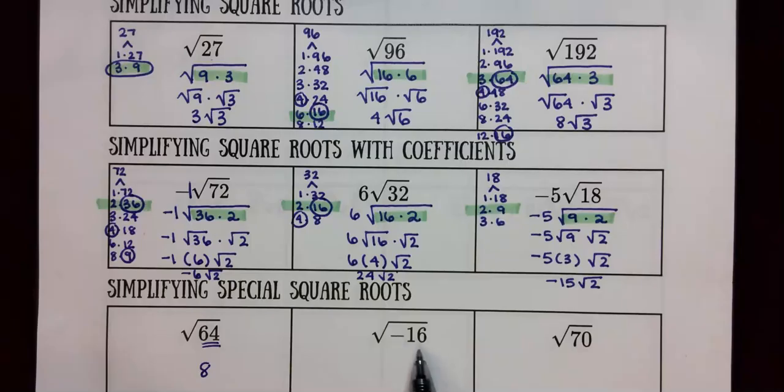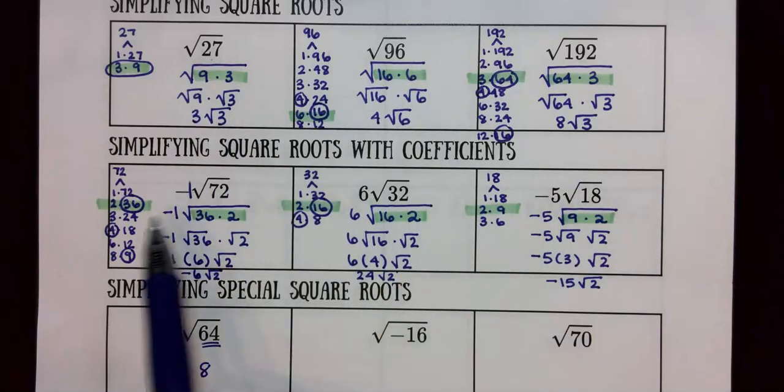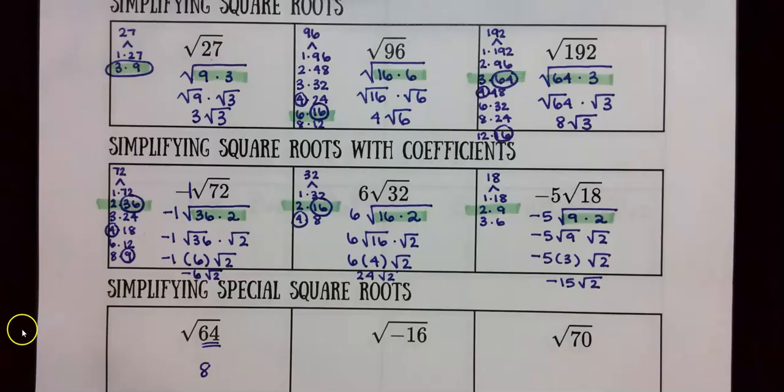All right, we're looking at this one right here. And one of the things you're going to point out is that every single example we've done so far has had positive numbers. So what happens when we take the square root of a negative 16? What is that going to do?